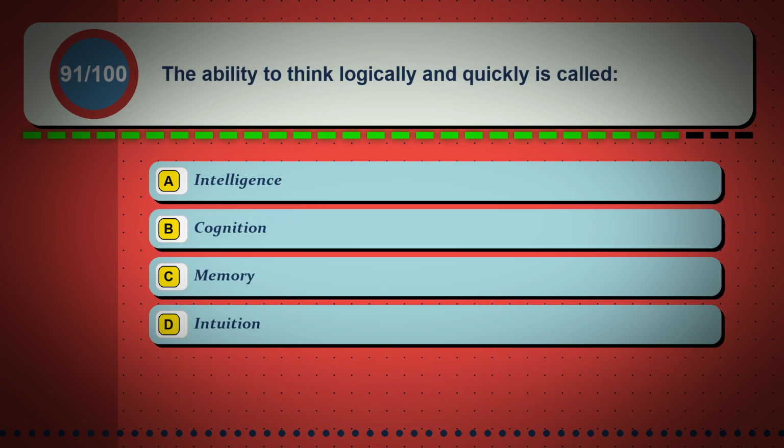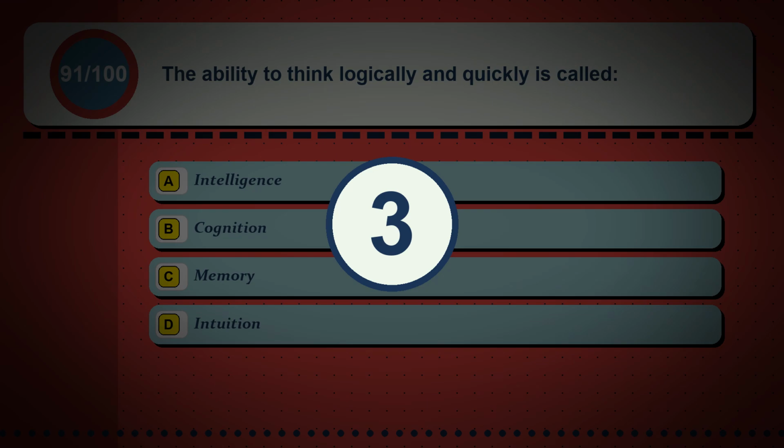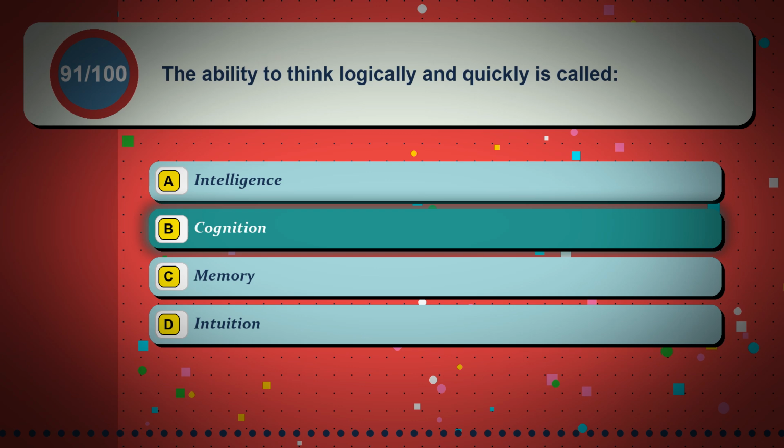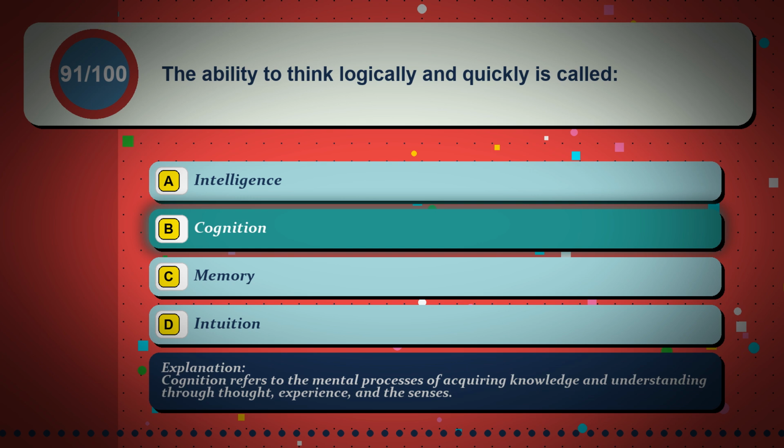Question 91. The ability to think logically and quickly is called: Option A, intelligence. Option B, cognition. Option C, memory. Option D, intuition. The correct answer is option B, cognition. Cognition refers to the mental processes of acquiring knowledge and understanding through thought, experience, and the senses.